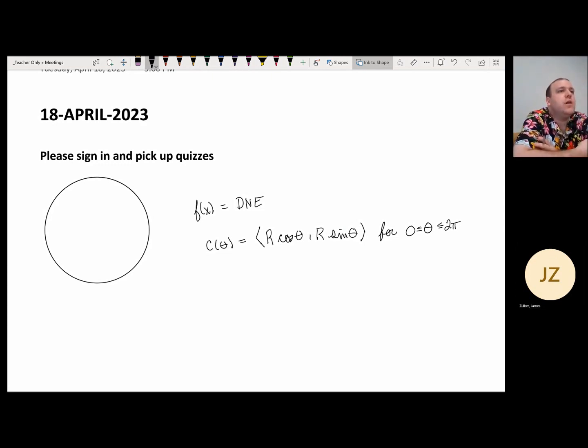Depending on the radius of the circle, so big R, there's the parameterization of a circle: R cosine theta, R sine theta, where theta goes from 0 to 2 pi if you're doing one full revolution. This, of course, means that this curve has a direction called an orientation. Specifically for this parameterization, the orientation is counterclockwise. So we represent that just by drawing arrows on the curve.